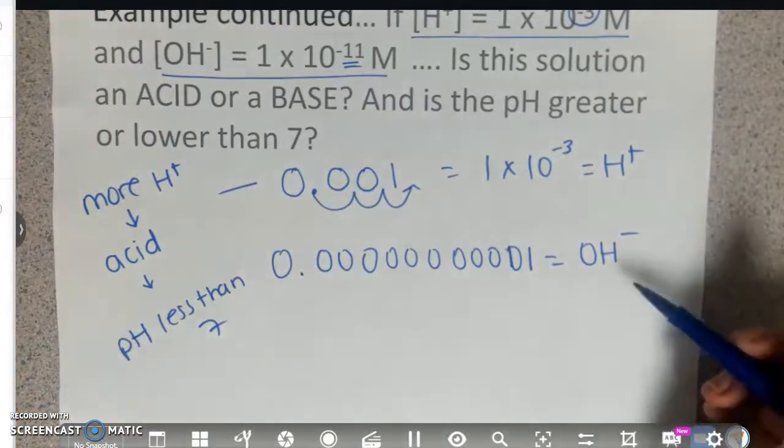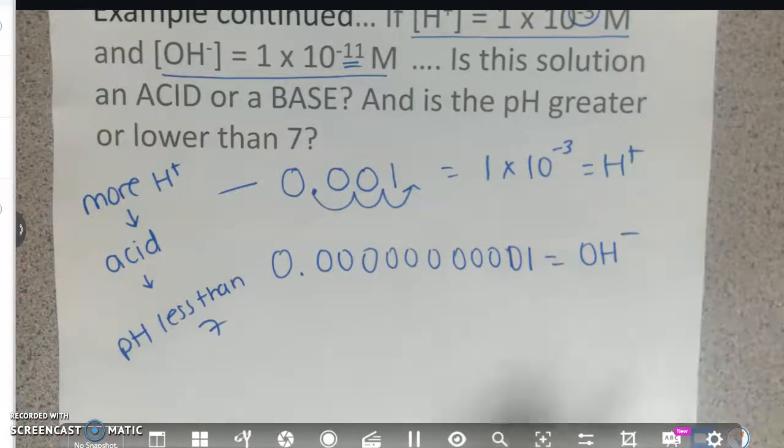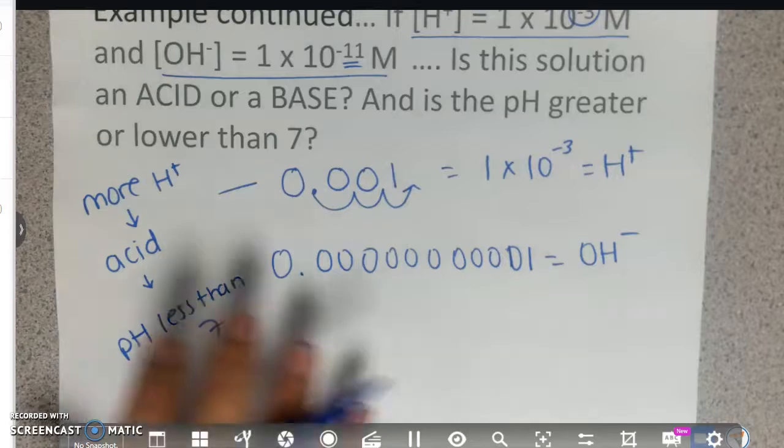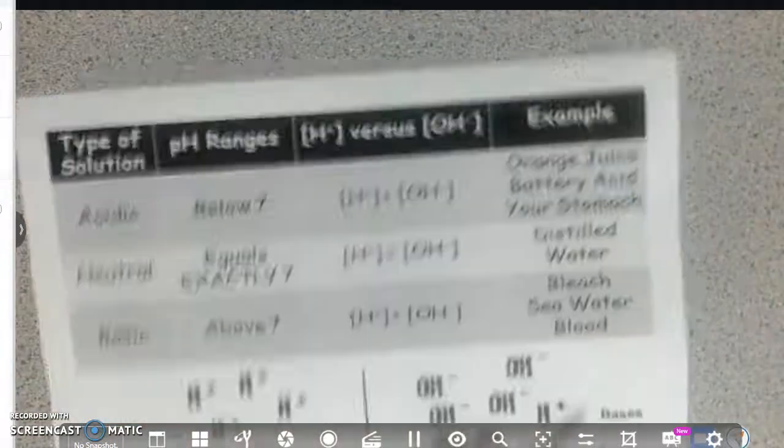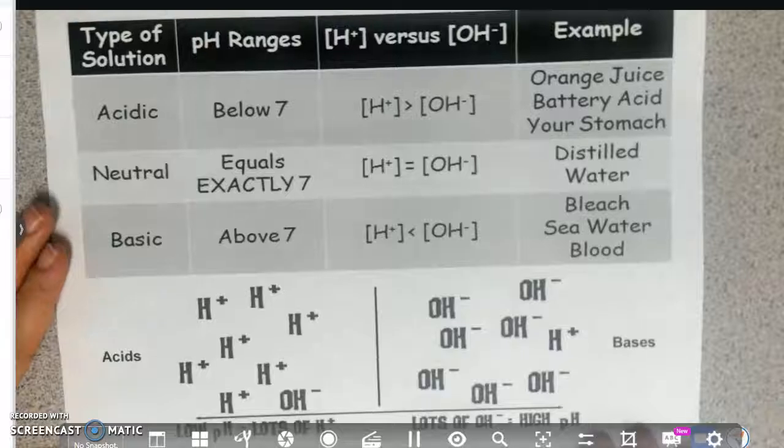If there were more hydroxide, it would be a base. If the hydrogen and hydroxide concentrations were equal, it'd be neutral. And it's only neutral at exactly 7, a pH of exactly 7. This chart is just a nice little summary of that.